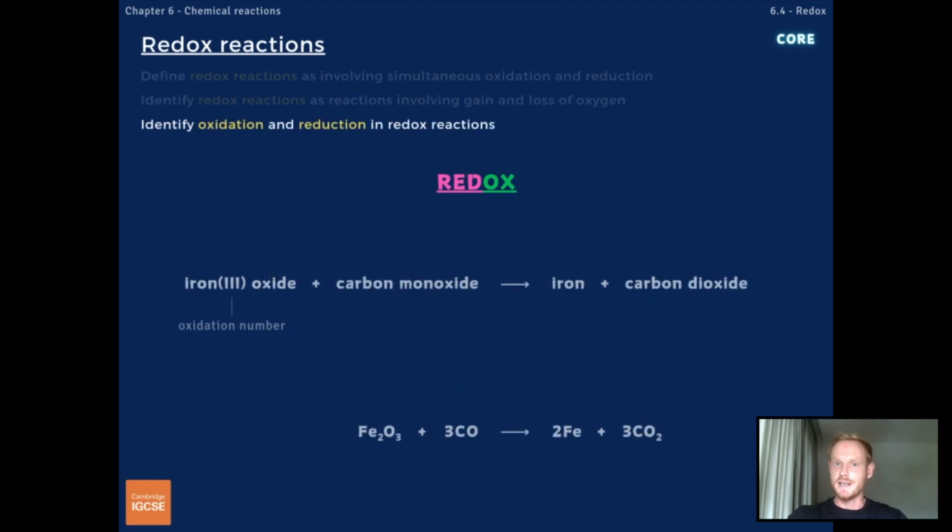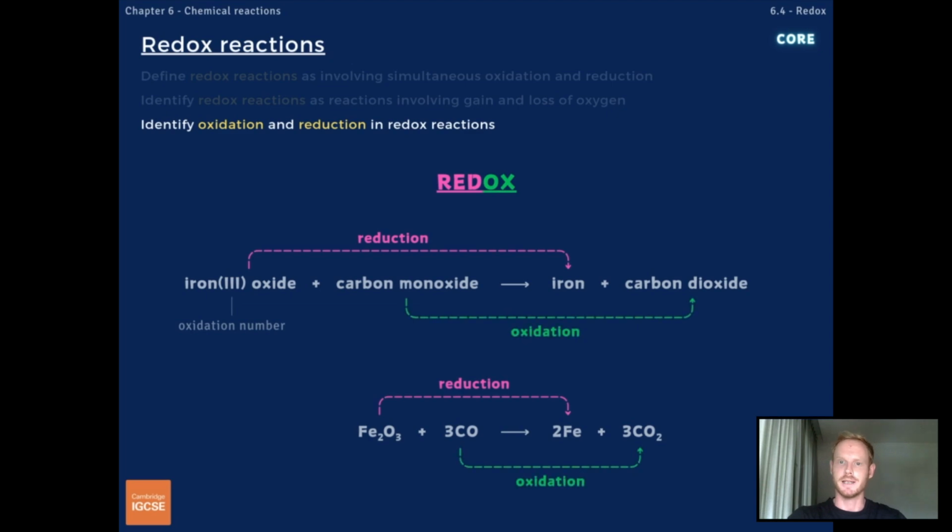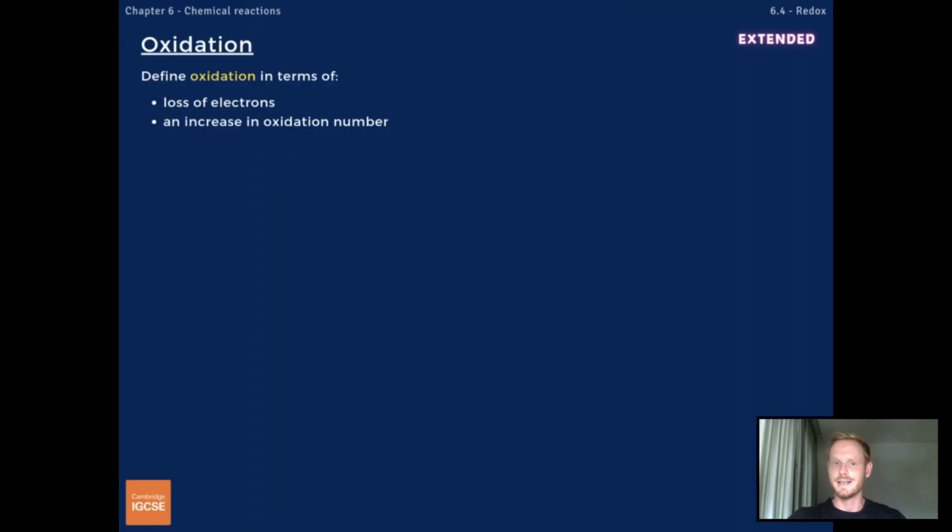You need to be able to identify oxidation and reduction in redox reactions. For example, which chemicals are reduced and oxidized in the reaction between iron(III) oxide and carbon monoxide? Iron(III) oxide is the substance in the equation that loses oxygen, so it's reduced, and carbon monoxide is the substance that gains oxygen, so it's oxidized. Okay, that's everything you need to know for core, so we'll move on now to the extended section.